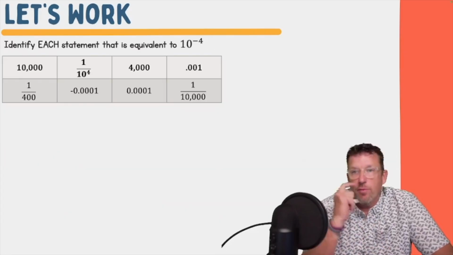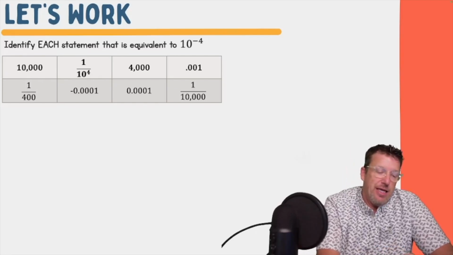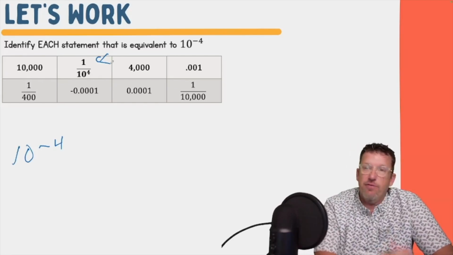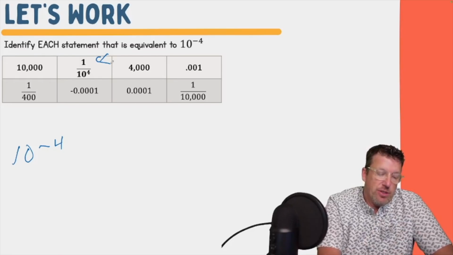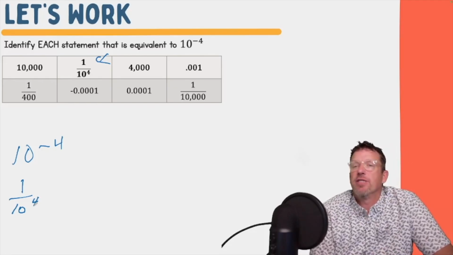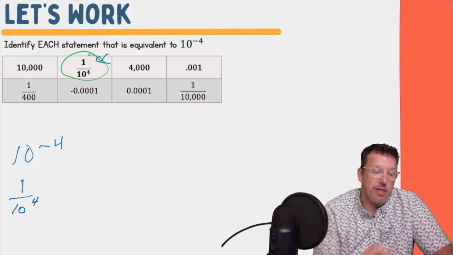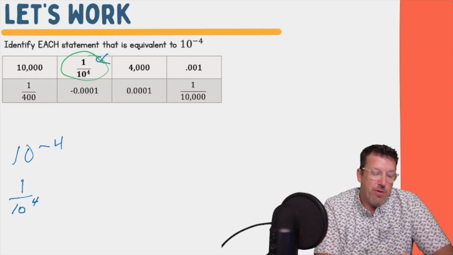Now what we want to do is identify everything in these boxes that represents 10 to the negative 4th. So we got 10 to the negative 4th, which means we're going to flip it over, right? So let's go ahead and flip it over. That was the first step we did on every one of those problems. Okay, 1 over 10 to the 4th. That was the first step. Well, I see one of those already. 1 over 10 to the 4th. So that worked. Now what are we going to do?